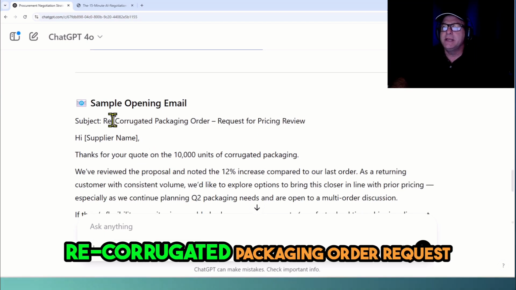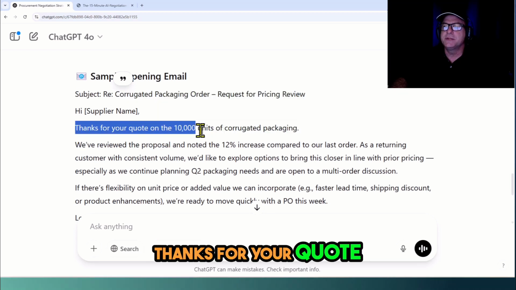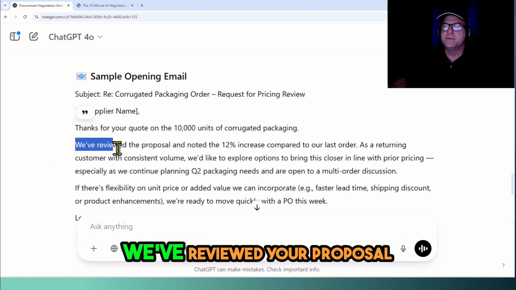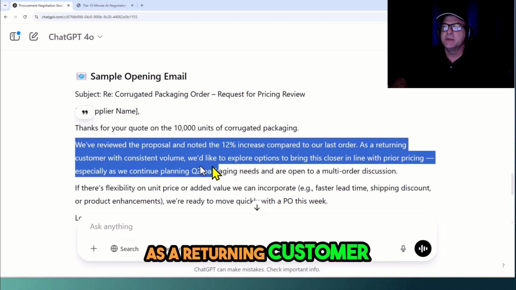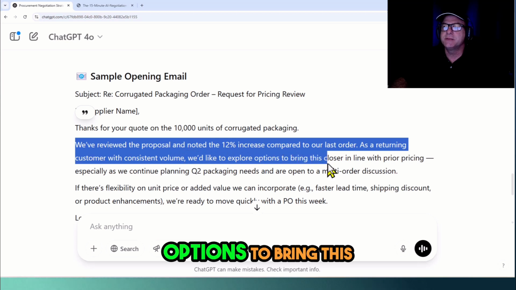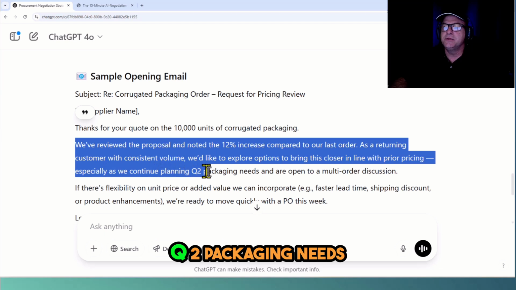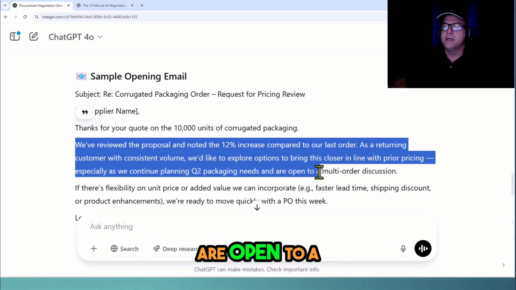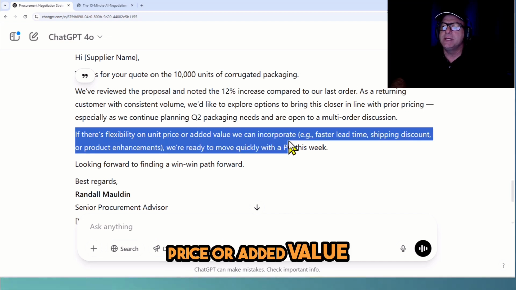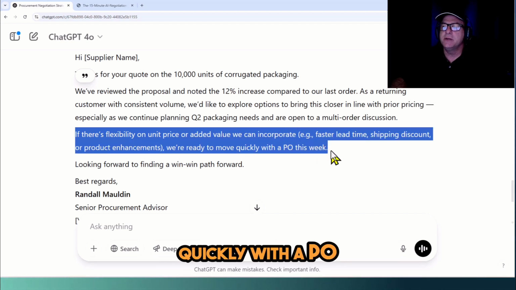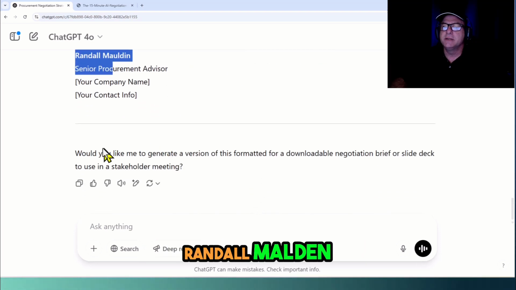Here's our opening email. Subject: Corrugated packaging order request for pricing review. Hi, supplier name. Thanks for your quote for 10,000 units of corrugated packaging. We've reviewed your proposal and noted a 12% increase compared to our last order. As a returning customer with consistent volume, we'd like to explore options to bring this closer in line with prior pricing, especially as we're planning Q2 packaging needs and are open to a multi-order discussion. If there's flexibility on price or added value we can incorporate, we're ready to move quickly with a PO this week. Look forward to finding a win-win path forward. Best regards, Randall Malden. There we go.